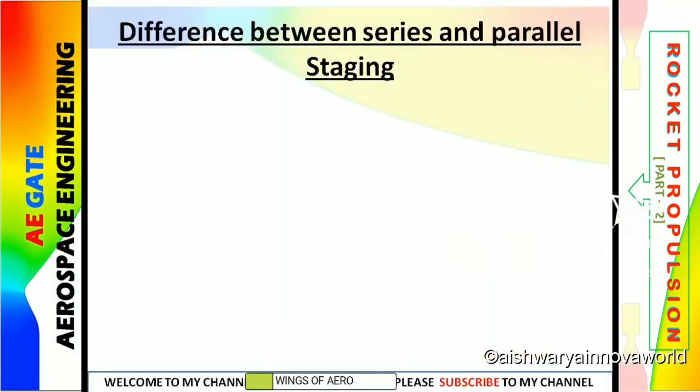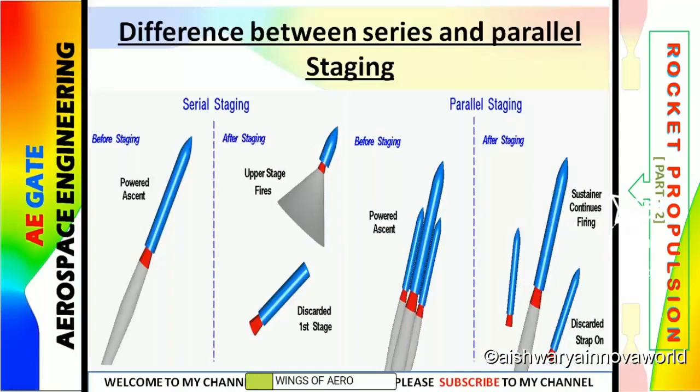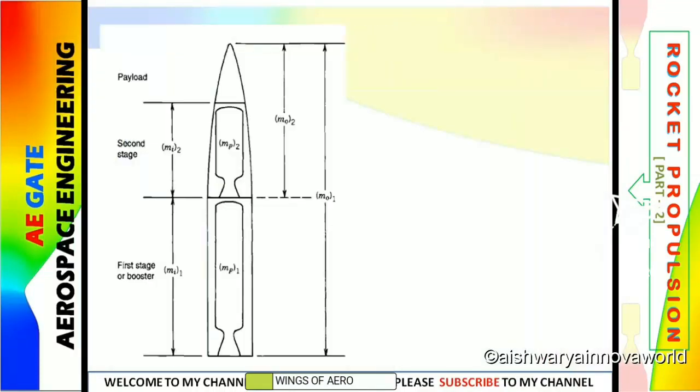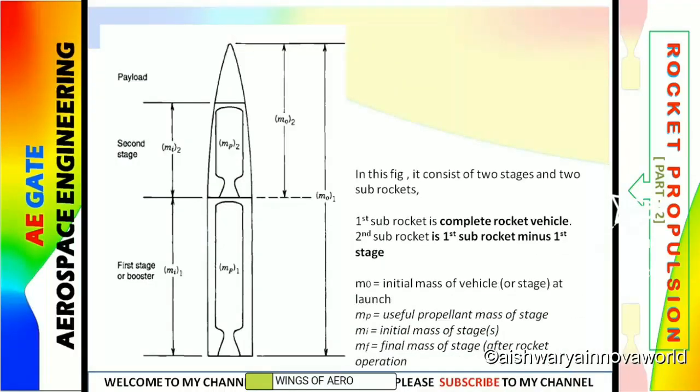Now, difference between parallel and series staging. So this is a figure. From here you can understand how they deflected, before ejecting or after ejecting. Now let me explain to you about this basic staging of rockets.